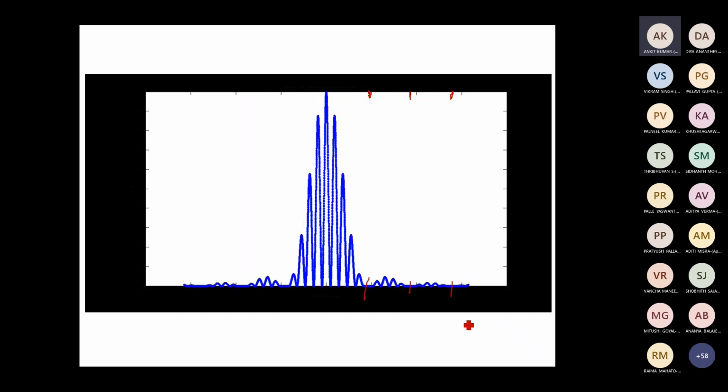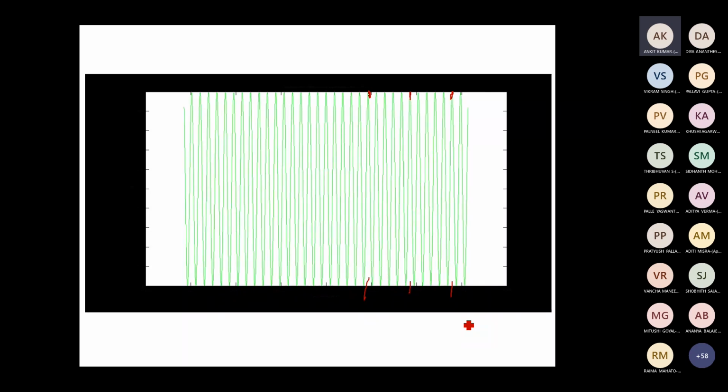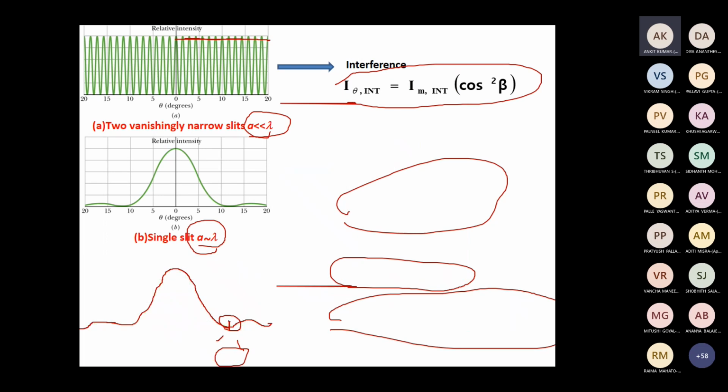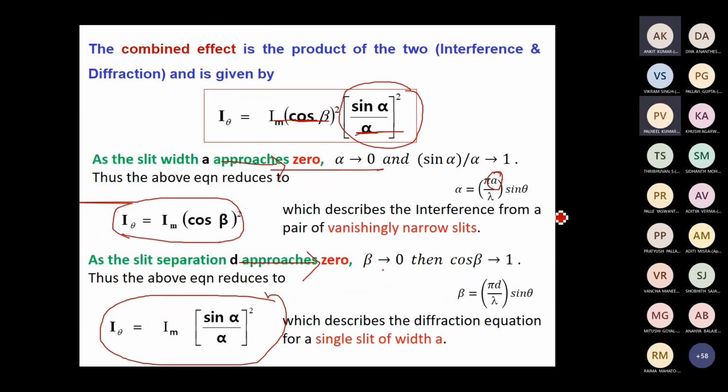Yes. When alpha tends to 0, sin alpha becomes 0, right, sir? So how does sin alpha by alpha become 1? See, that is called, in mathematics, you might have learned about indeterminate forms, right? 0 by 0, infinity by infinity. Yes, sir. You need to apply L'Hospital's rule there. You have to differentiate it, right? Yes, sir. So it will become 1.